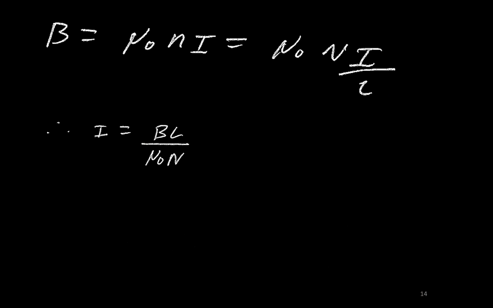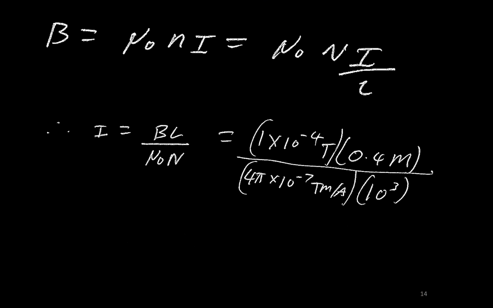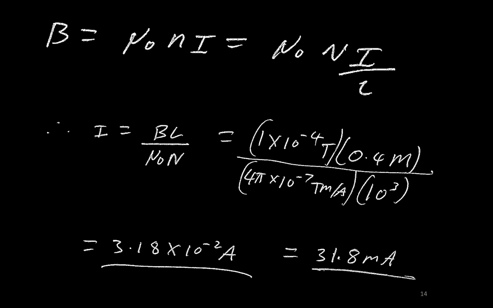So I will become B L over mu 0 N. Substitute in. You could, of course, calculate little n separately if you so desired, and then substitute that in. I chose to do it all at once. Substitute the values in, and we'll get an answer of about 3.1 times 10 to the minus 2 amps, or 31.8 milliamps. And as you can see, the Tesla here is relatively small, which is what we would expect.